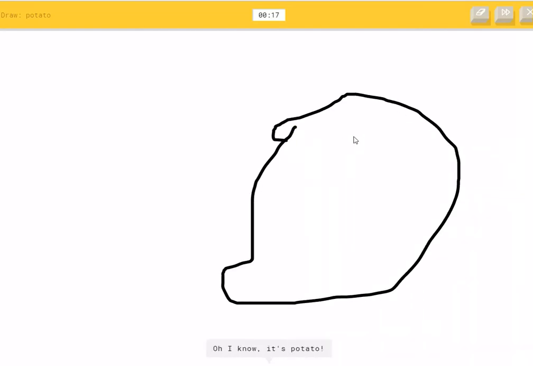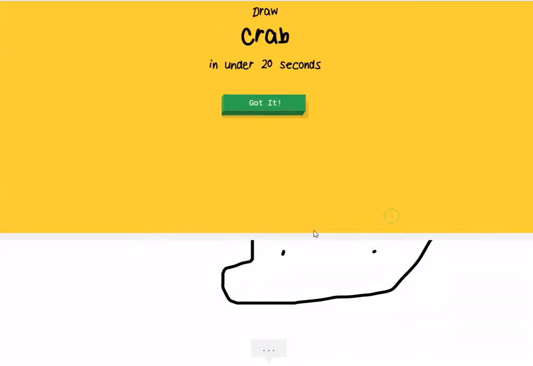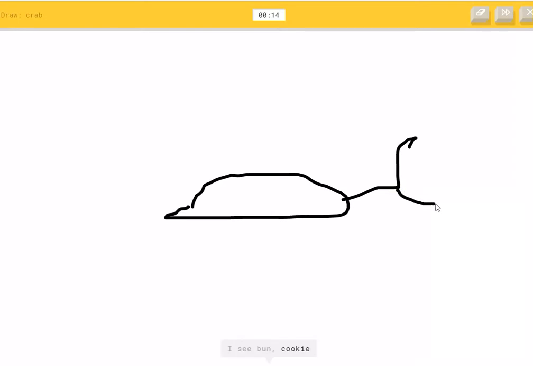I see nose. Oh, I know, it's potato. I see bun. Or cookie. Or submarine. Or mouse. Or eyeglasses.